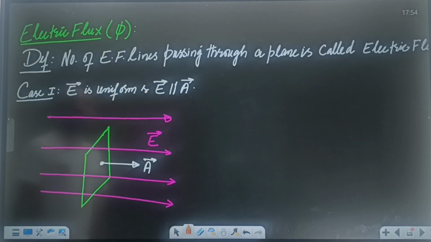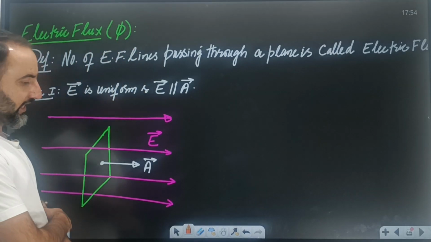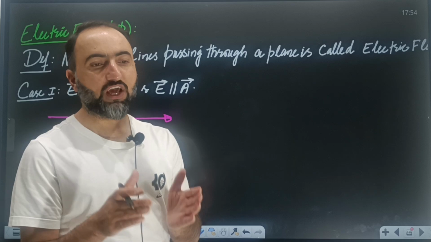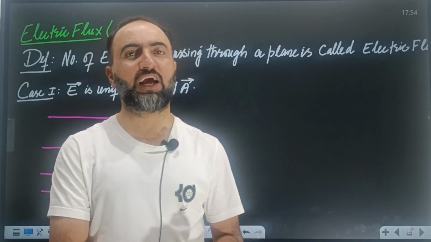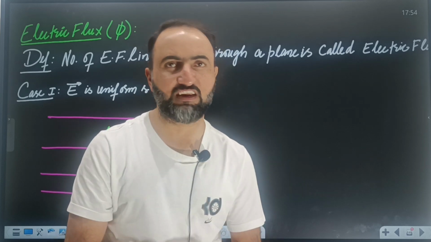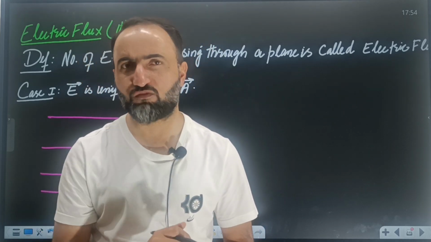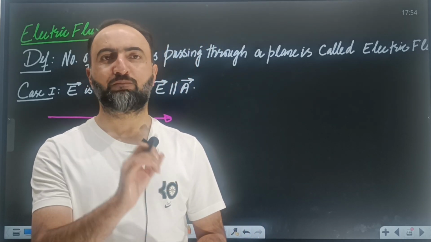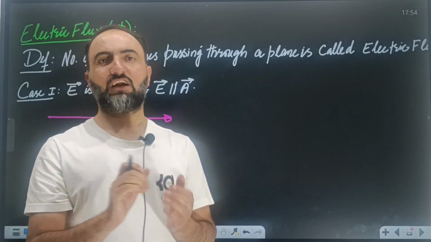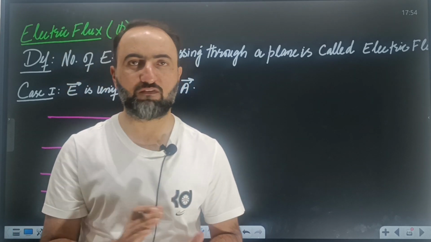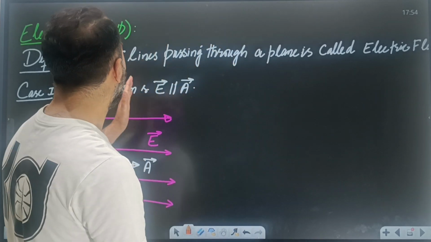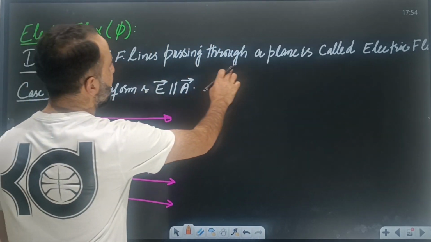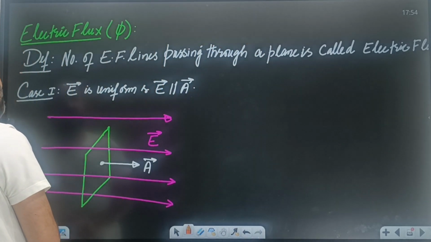Next is electric flux. Again an important topic. What we are trying to do is make preparations for Gauss's law. So first of all, what did we study? Area vector. I'm sure the area vector is crystal clear to you. It's not a very tough concept, it's a very easy concept. Now what about electric flux? Electric flux is defined like this. It is defined as the number of electric field lines passing through any plane. So the number of electric field lines passing through a plane is called electric flux.